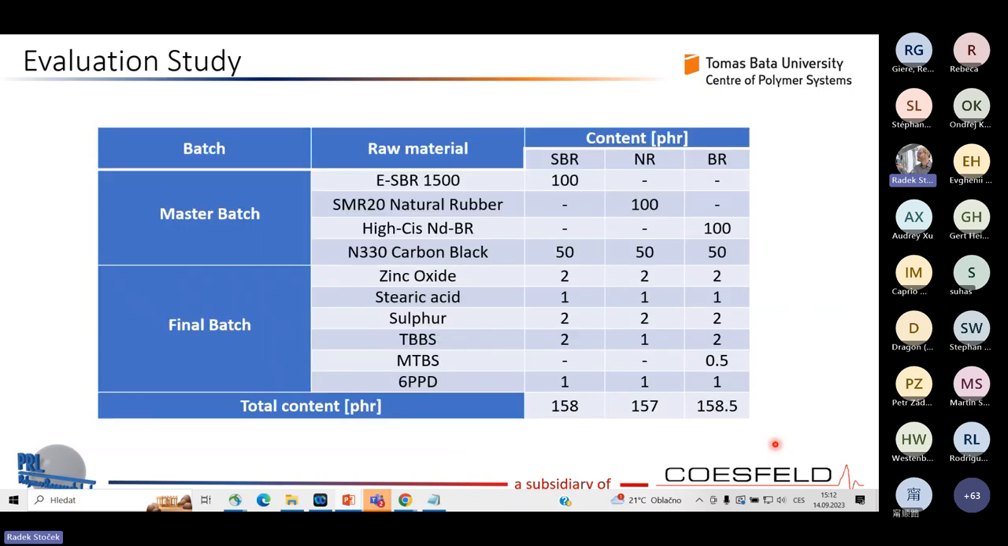So that was, however, only theory, and you don't need to trust me on whether this works or not. Therefore, we of course did an evaluation study. Three materials, and I'm using these three basic fundamental materials very often, always the same, to evaluate some new phenomena. These are based on pure styrene butadiene rubber, natural rubber, and butadiene rubber, all filled or reinforced with 50 PHR of carbon black.